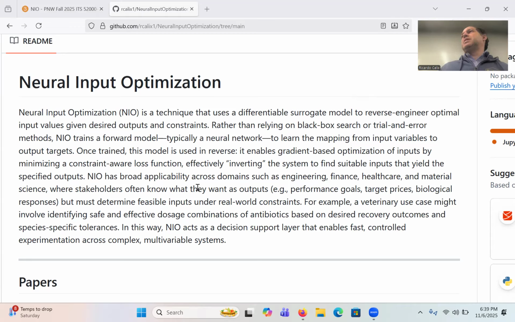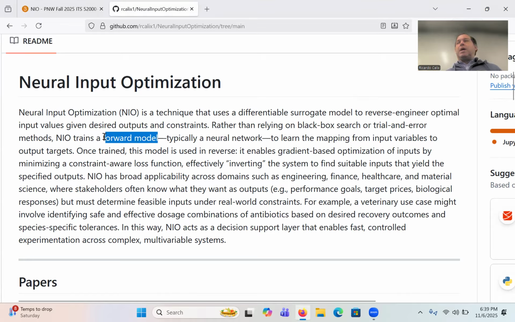What NIO gives you is a little bit different. In neural input optimization, as the problem describes here, you're not doing trial and error and doing searches. Essentially, you train a forward model, so vectors of 4 given vectors of 7, which is a neural net, to learn a mapping from inputs to outputs. Once trained, this model is used in reverse. We enable gradient-based optimization of inputs by minimizing a constraint-aware loss function, inverting the process.